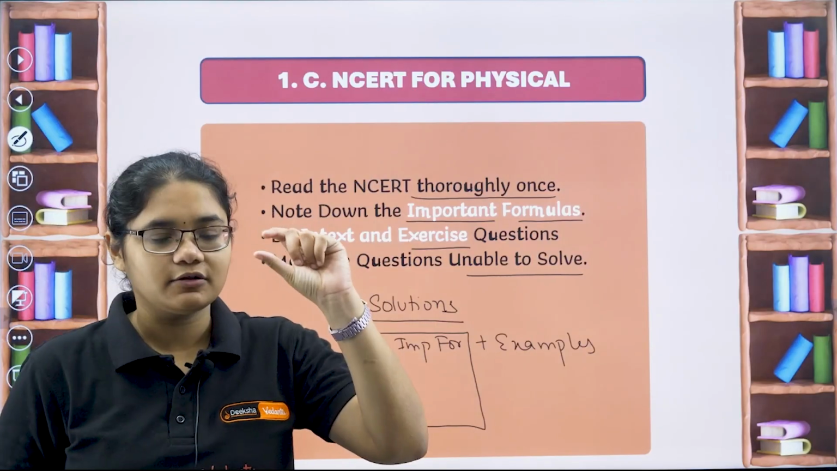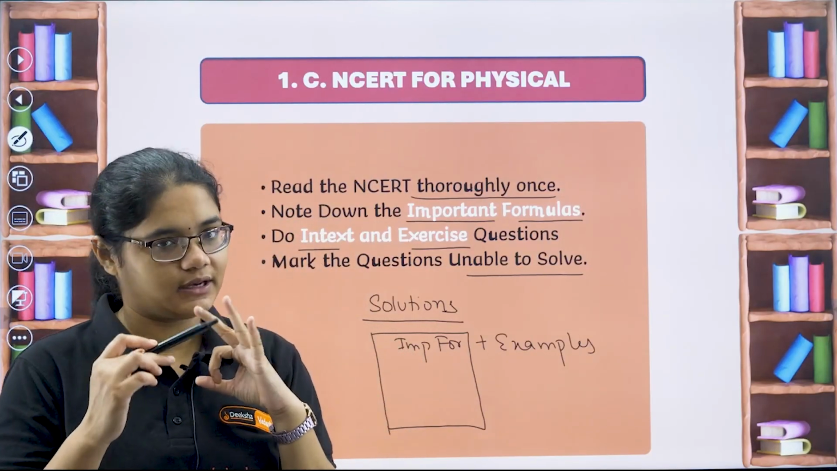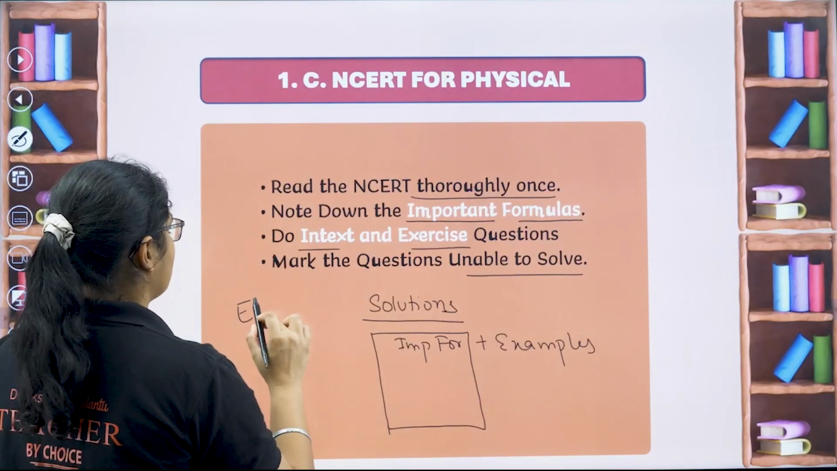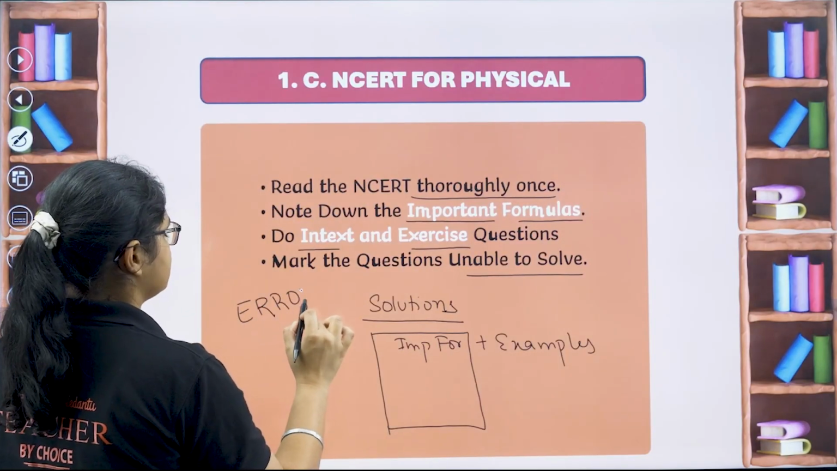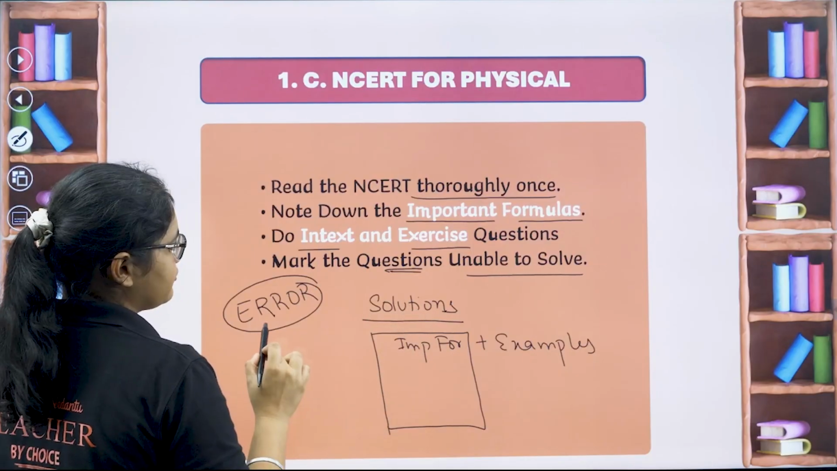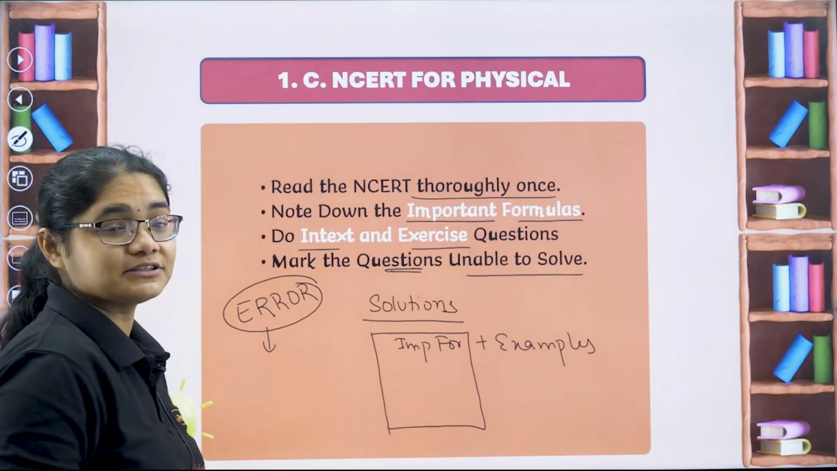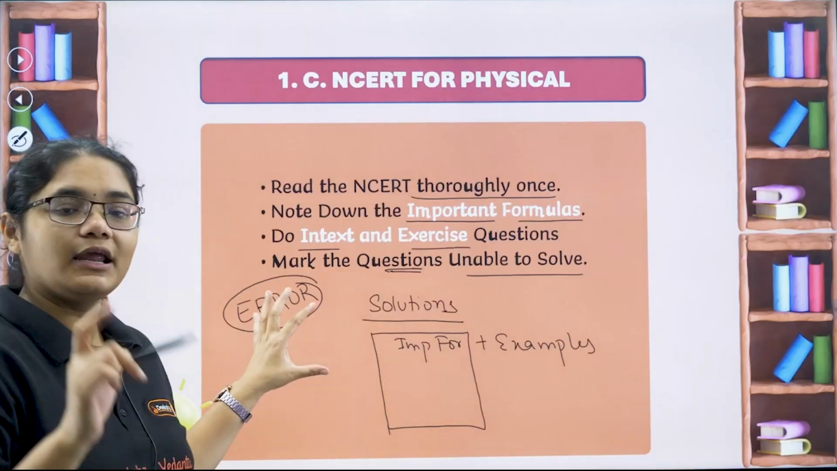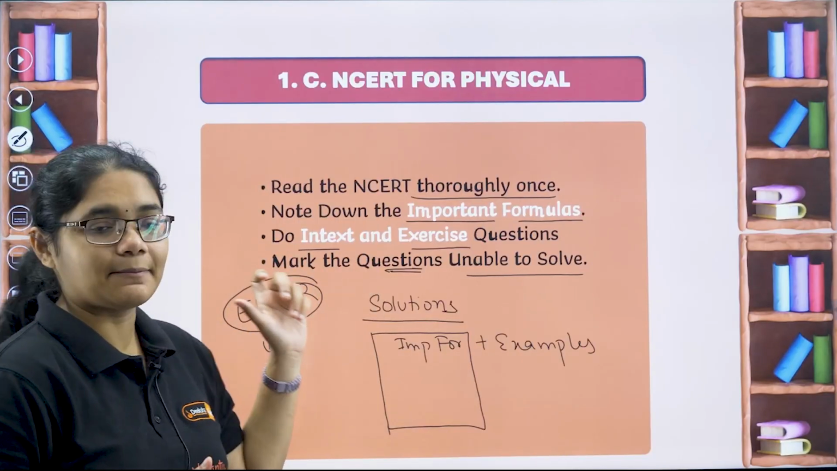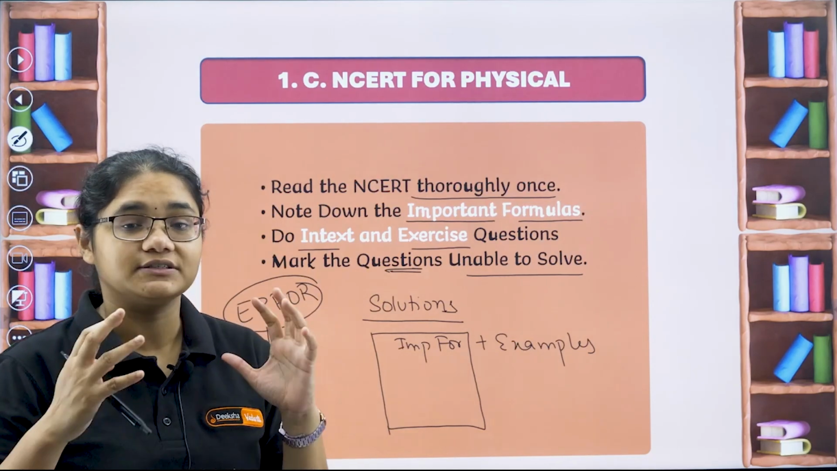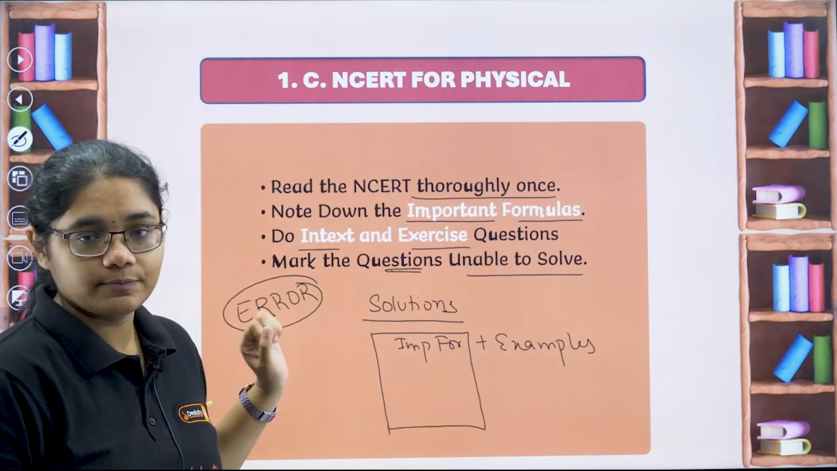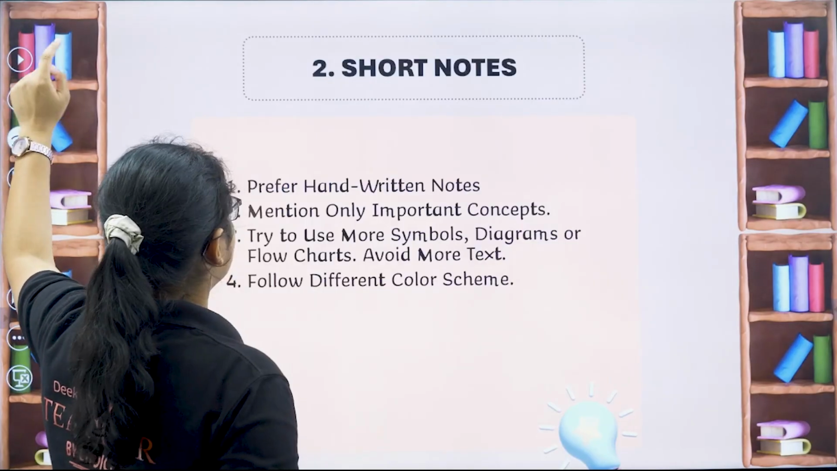Now there should be 3 notes, physical, inorganic and organic, and 1 more note which you should call the error notebook. I'll discuss that later also, but the error notebook is where you mark the questions which you are not able to solve. All these incorrect questions and difficult questions should be written in one notebook, combined for physical, inorganic and organic. You can just give the chapter name and write down the wrong questions and difficult questions whenever you encounter them in this particular notebook.